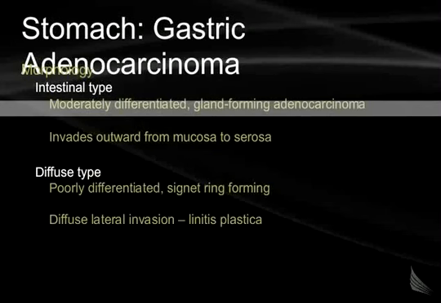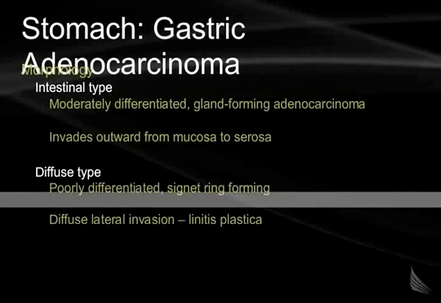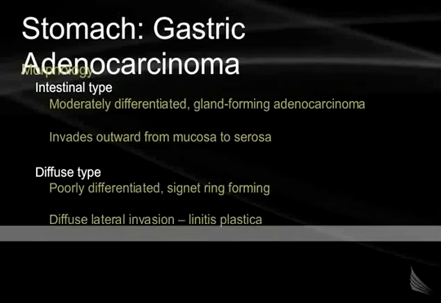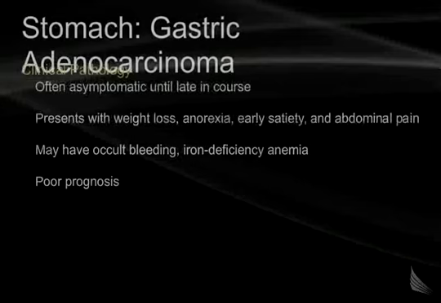adenocarcinoma of the stomach is usually of the intestinal type, moderately differentiated gland-forming adenocarcinoma. It invades towards the mucosa into the serosa. Remember, signet rings are the pathognomonic finding of gastric adenocarcinoma. If you have the form which is a diffuse infiltrating type, here's a picture of what the signet cell looks like. Notice these cells with the nucleus.